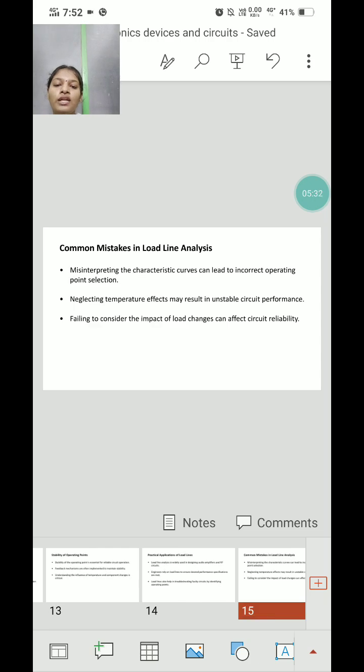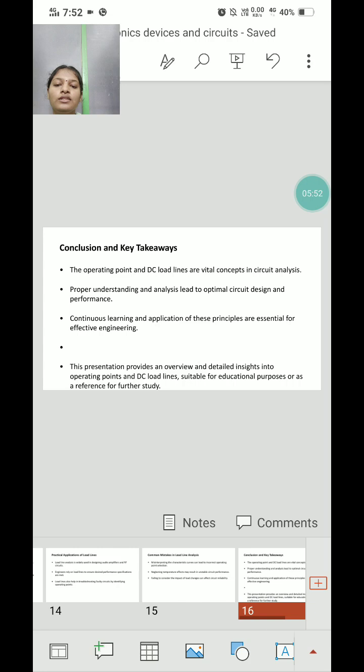Common mistakes in load line analysis. Misinterpreting the characteristic curve can lead to incorrect operating point selection. Neglecting temperature effects may result in unstable circuit performance. Failing to consider the impact of load changes can affect circuit reliability.